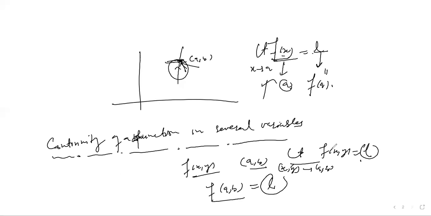Did you understand the definition? What is the definition of continuity of a function in several variables? Did you understand or not? Yes, sir. Okay. So write down its definition.